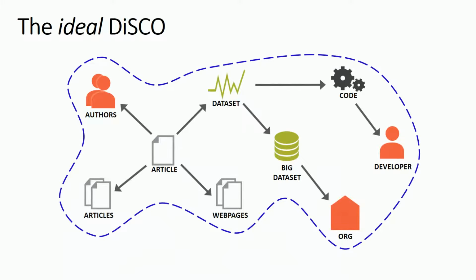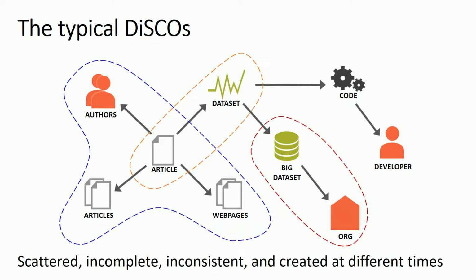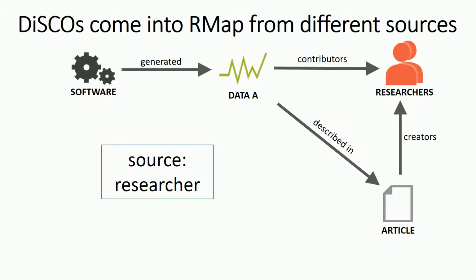So an ideal DISCO created by a researcher might look something like this, with all of the components expressed in one DISCO. In reality, things tend to be more piecemeal. Things are created at different times and by different people, so information is likely to be fragmented. But the good news is that the nature of linked data means that these will eventually connect up as more and more pieces are added. So for example, a researcher might represent her work as a DISCO, and it might include data that was generated using some software, and it's described in a paper.